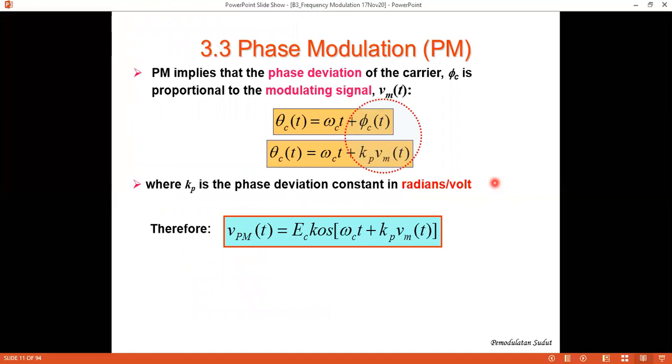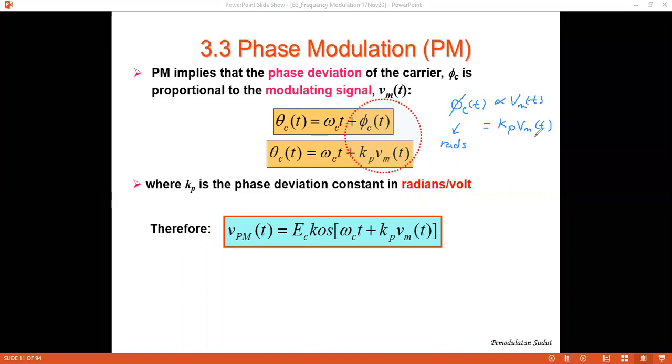Okay, we look at the general equation for PM first. PM implies that the phase deviation of the carrier, phi c, is proportional to our modulating signal, VMT. So you can equate it as Kp VMT. Here, what is the unit of our phase deviation? It's radians.